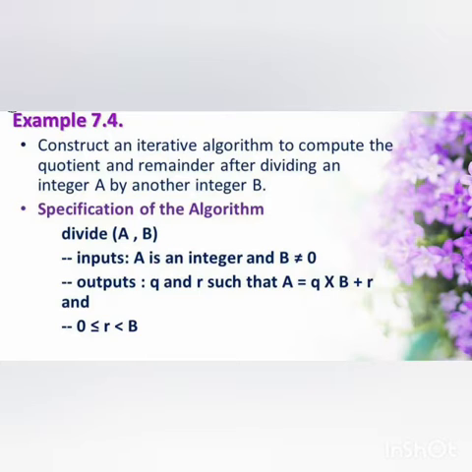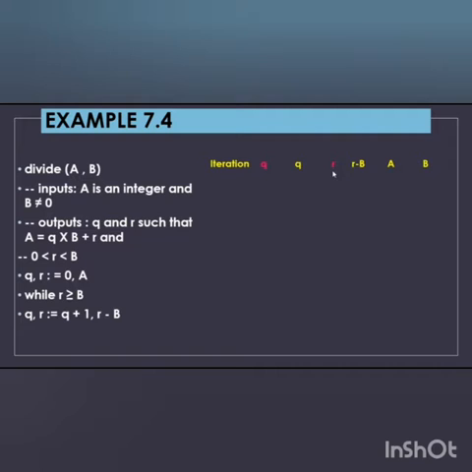Now we can construct an iterative algorithm that satisfies the specification. Divide of A comma B. Now we are going to declare the value of A as 22 and B as 5. So we are going to divide 22 by 5. Then the input property is double hyphen inputs colon A should be an integer and B is not equal to 0. Then the output property, that is double hyphen outputs colon Q and R, that is quotient and remainder, such that A is equal to quotient into divisor plus remainder, that is A is equal to Q into B plus R. Now we multiply quotient into divisor, then add the remainder. We will get the result A, that is the dividend. Then 0 is less than or equal to R, and R is less than B.